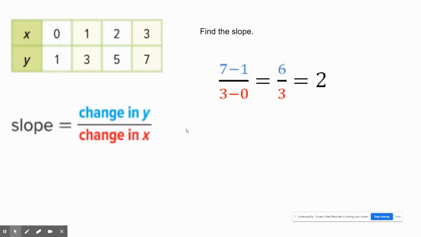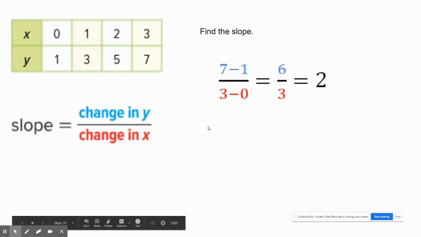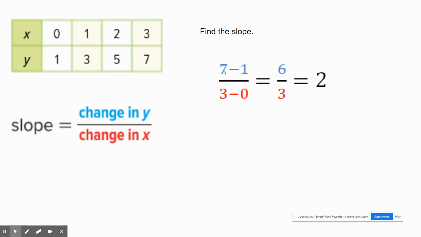Okay, that was with the graph. Now we're going to find the slope. I did this one for you. Sorry. This would be practicing finding the slope. I did 7 minus 1. That's my change in y. Over 3 minus 0. That's my change in x. That's 6 over 3. And that slope would be 2.